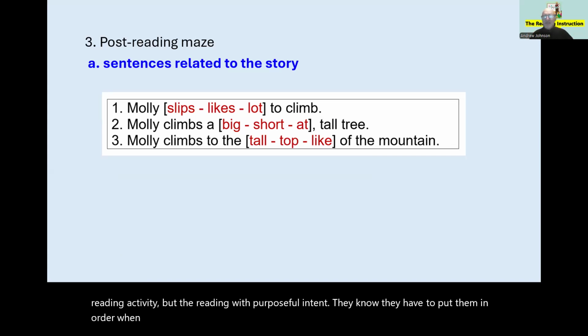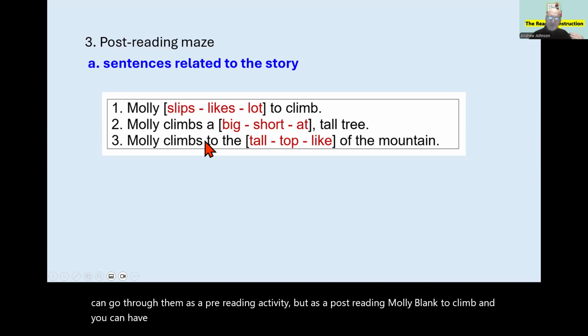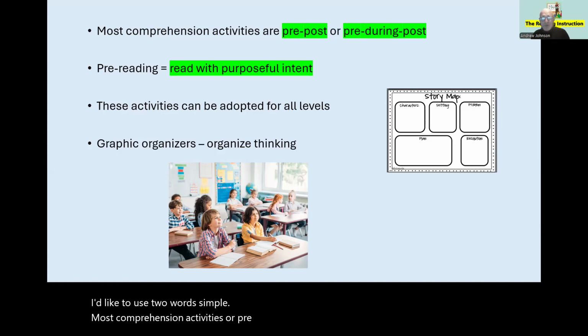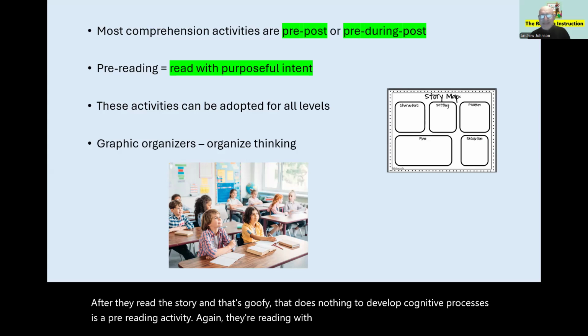Post-reading maze, these are all sentences related to the story. You can go through them as a pre-reading activity, but as a post-reading, Molly blank to climb. And you can have 3 words or 2 words. With first graders in kindergarten, I like to use 2 words. Simple. Most comprehension activities are pre, post, or pre-during-post. In the old days, you just give a comprehension sheet after they read the story, and that's goofy. That does nothing to develop cognitive processes. Is a pre-reading activity. Again, they're reading with purposeful intent. I need to find this out.